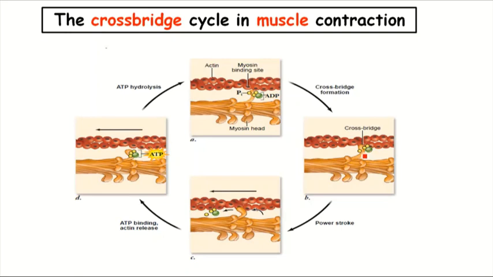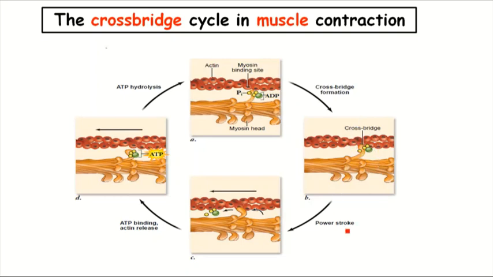Here, see, ADP and Pi are already in a bound state to the myosin head, and so it can bind to the actin. ADP and Pi in a bound state with the myosin head allow the binding to the actin. After that, this is the cross bridge structure.